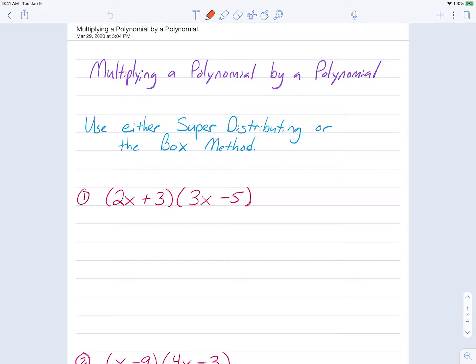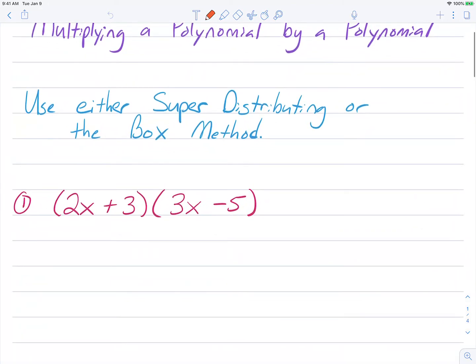Hello. So today we're going to be doing multiplying a polynomial by a polynomial. On Monday you just did a monomial, one term, by a polynomial, multi-terms. So this one has some similarities, but it also has a little bit more in terms of distributing. When you do this, I'm going to show you two ways.